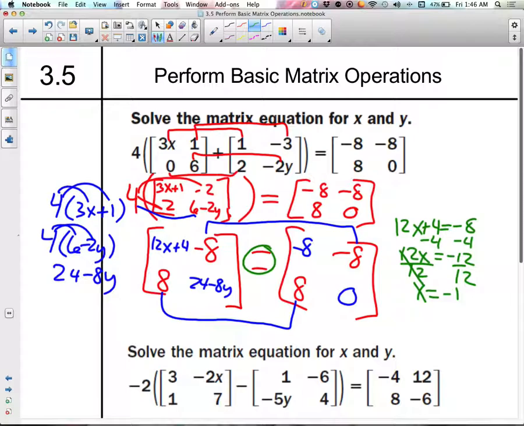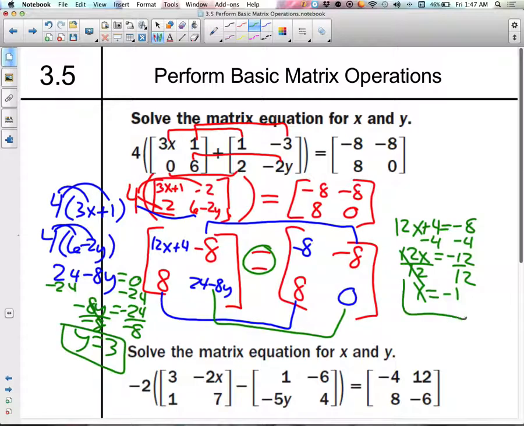And then we're going to do the same thing with the 24 minus 8y. That should equal 0. So we'll set it equal to 0 and we'll solve. I'm going to subtract 24 from both sides. That gives me negative 8y equals negative 24. Divide by negative 8. And y is equal to positive 3. So the value of y is 3. And x is negative 1. We solved the matrix equation.